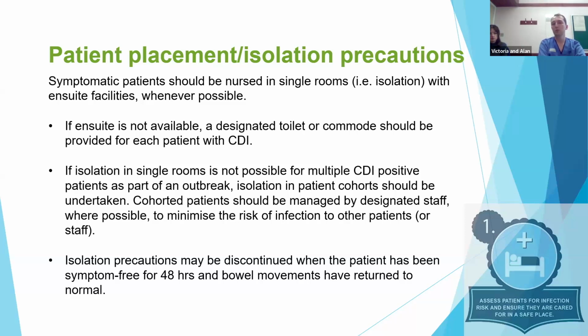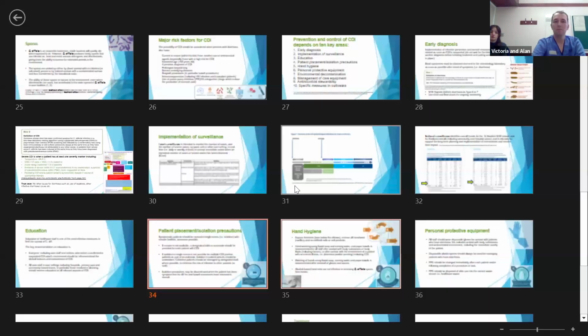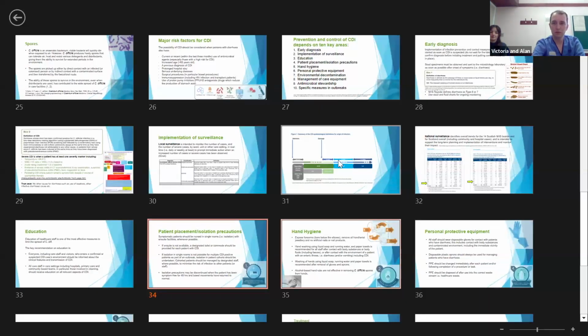And if we're cohorting multiple patients, this would be very unusual. If we ran out of side rooms, for example, we would put them in a bay, have their own nurse, and they would have their own toilet facilities and things like that. And I did mention this before, but we would isolate patients until 48 hours clear of type 6 or 7. Sorry, I apologise. I pressed the wrong button.